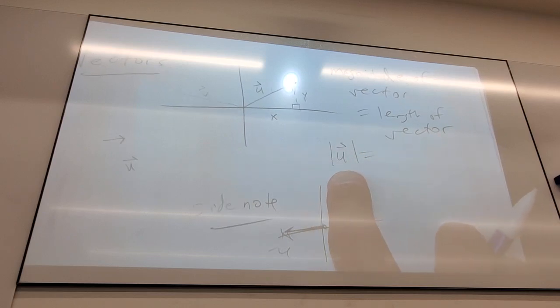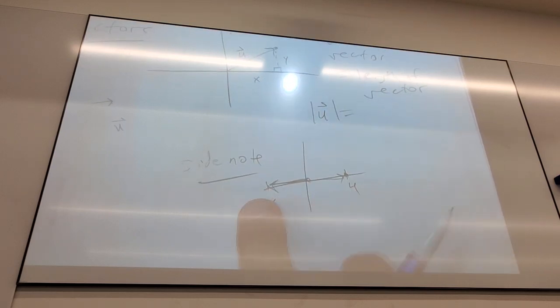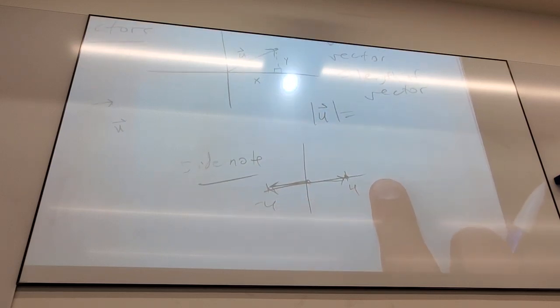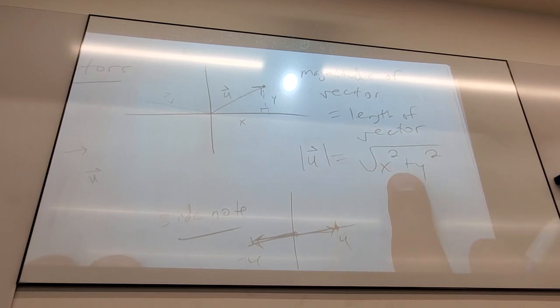This notation is more than just absolute value. It's the length of a vector. It's just if I'm talking about one dimension, it's easy. So the length of this vector would be the square root of x squared plus y squared. That's r squared equals x squared plus y squared, and then I take a square root.